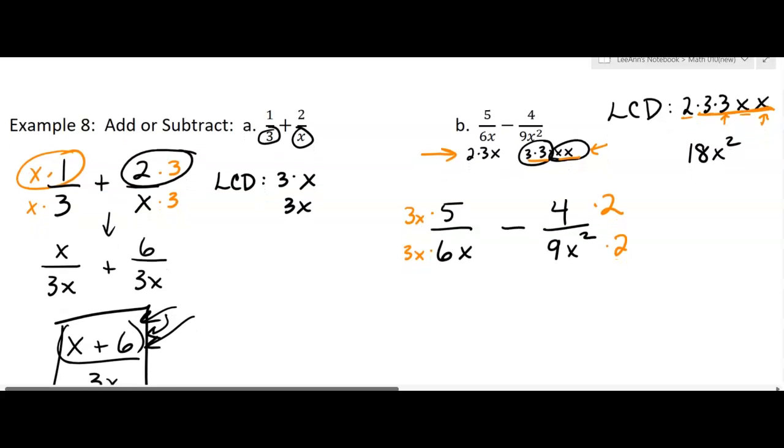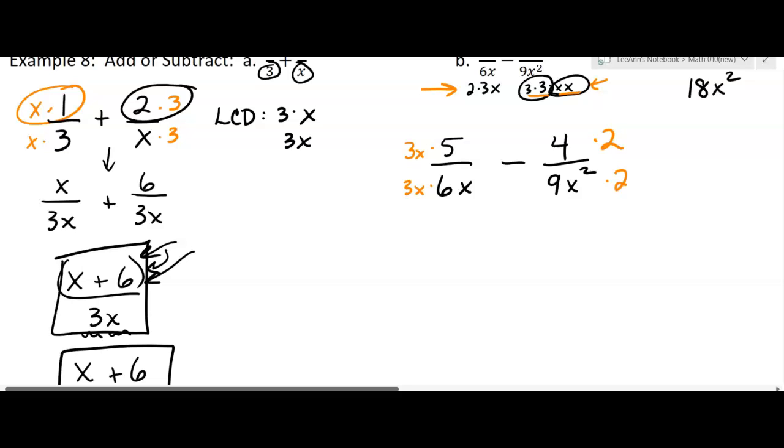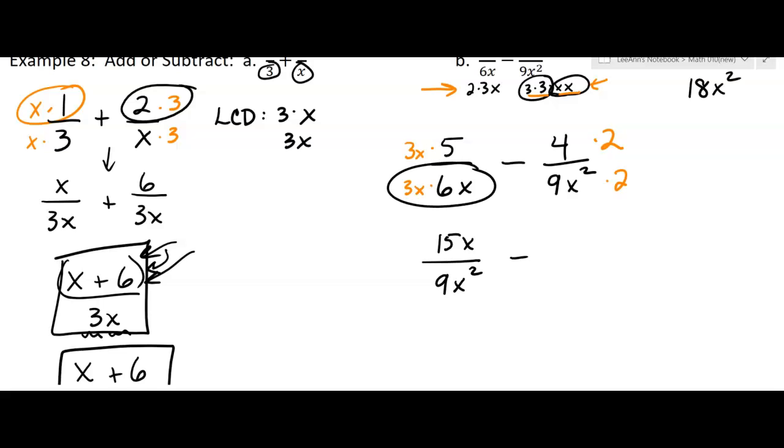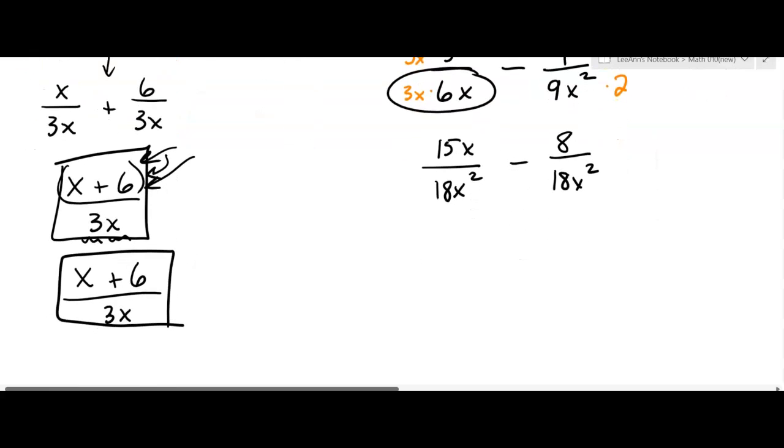Okay, now we want to multiply out the numerators. So I'm going to have a 15x over 9x squared minus, and I'm checking this to make sure that I did get the LCD, minus 8 over 18x squared. And now you're saying, I made a mistake, because it wasn't 9, it was 18. 3 times 6 is 18. Sorry about that. Okay, so yay, we got common denominators. What are we going to do with those numerators? It's 15x minus 8. I can't combine them, so I just write 15x minus 8.